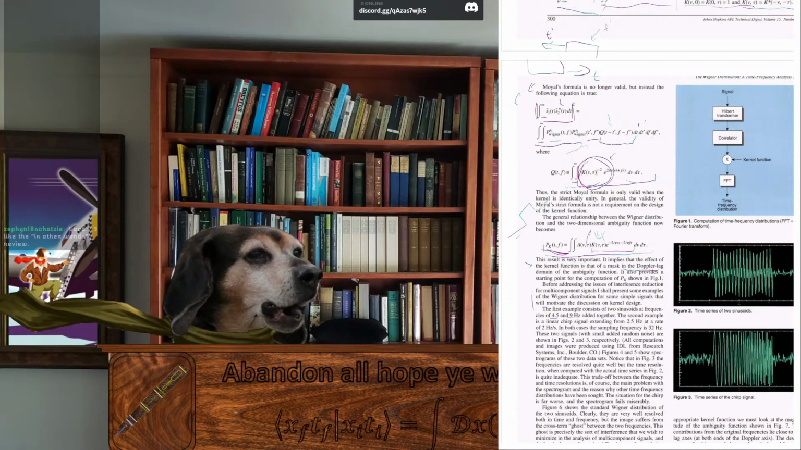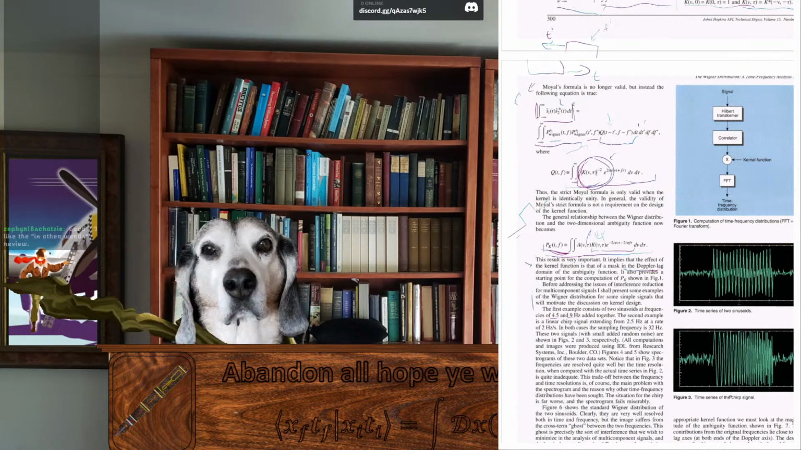The second example is a linear chirp starting at 2.5 hertz and increasing at a rate of 2 hertz per second. So in other words, that's this one here, right? As you go later in time, your frequency is also increasing. That is a very commonly used signal in radar systems. In both cases, the sampling frequency is 32 hertz. That should be more than enough.